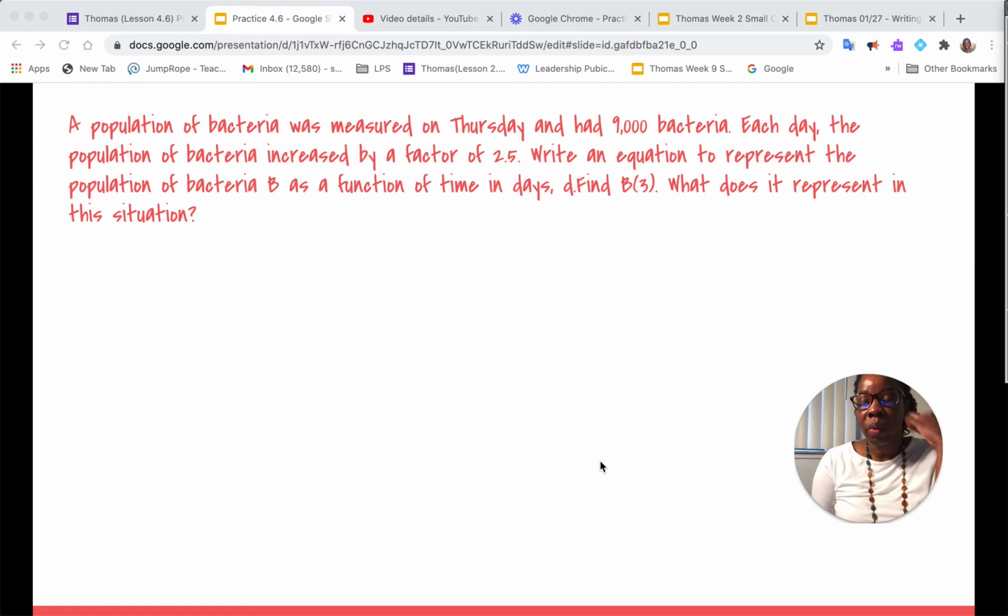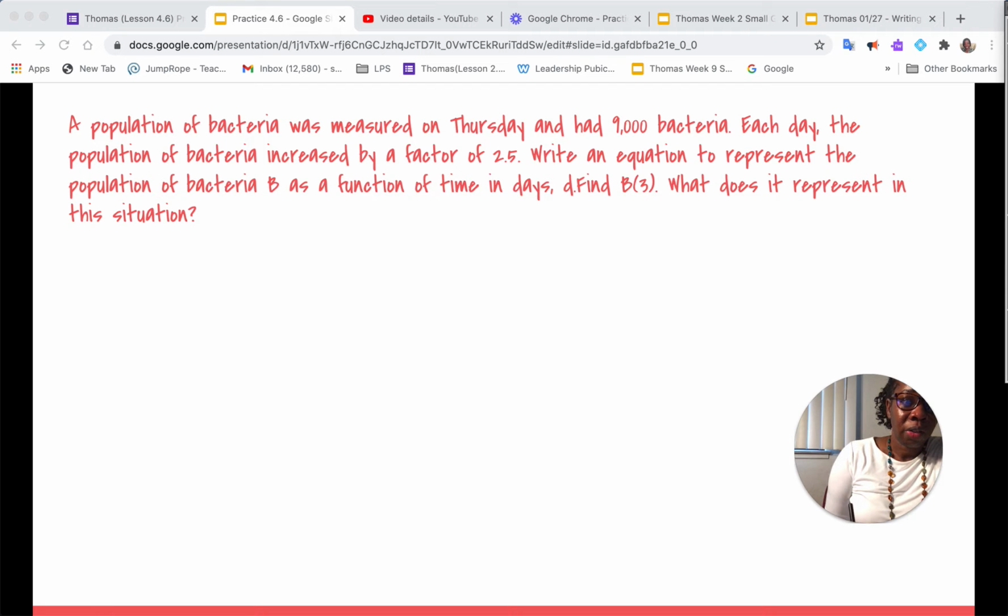Okay, so in this question, it says a population of bacteria was measured on Thursday and had 9,000 bacteria. Each day, the bacteria is increased by a factor of 2.5. Write an equation to represent the population of the bacteria, B as a function of time in days. Find B of 3. What does it represent in this situation?